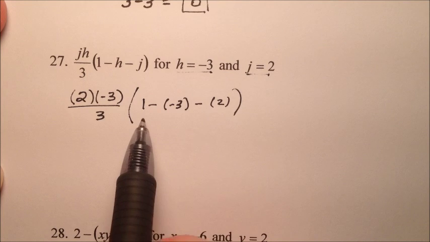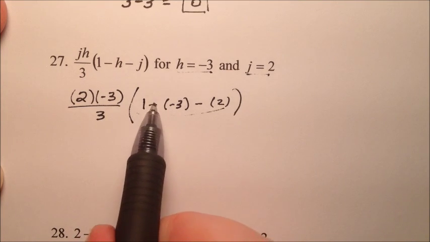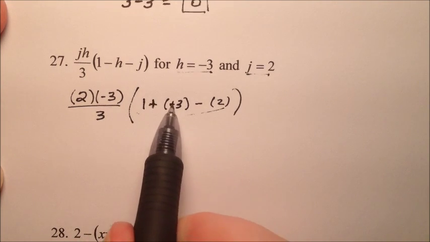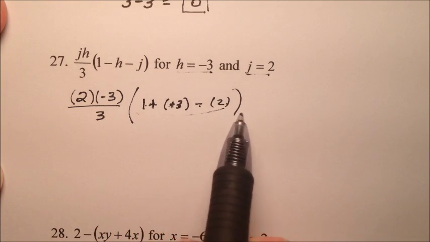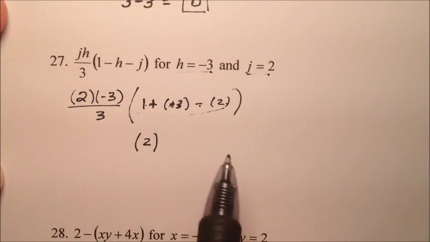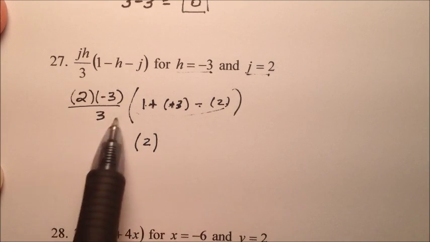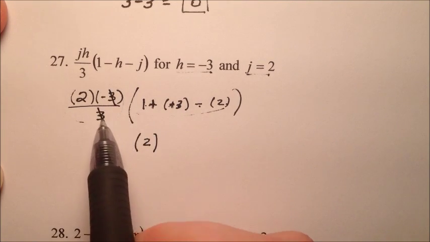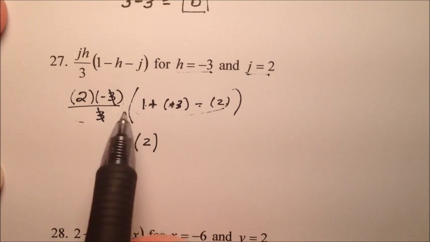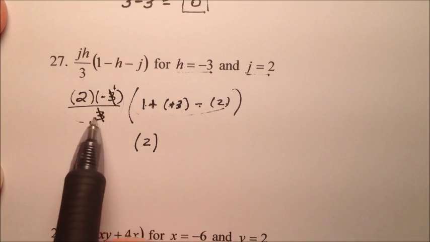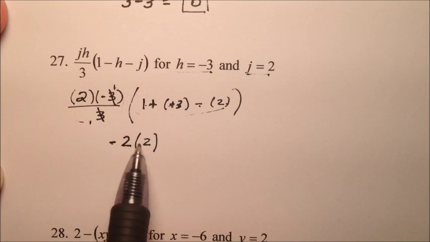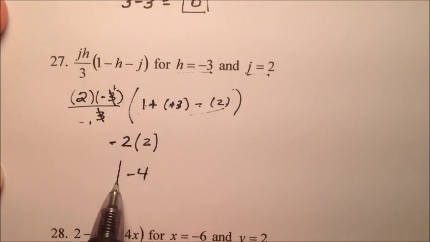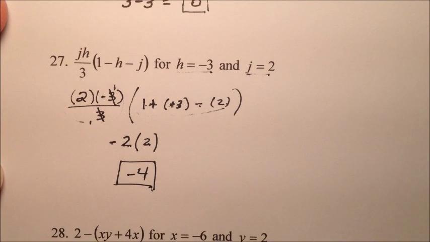Okay, let's go ahead and work some of these things out. 1 minus a negative 3, we're going to change that and make it 1 plus 3 is 4. 4 minus 2 is 2. So the inside business is 2. And out here, we can cancel these 3's out. We've got a 3 on top and a 3 on bottom. But we still do have a negative here, so it'll be a negative 2 on the outside. And negative 2 times 2 is going to be negative 4. So the answer for 27 is negative 4.